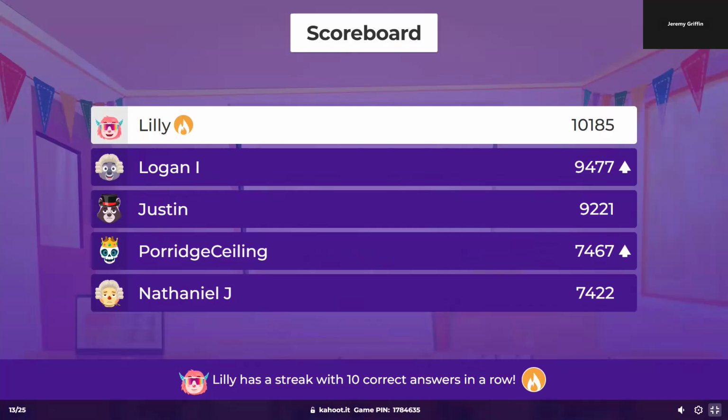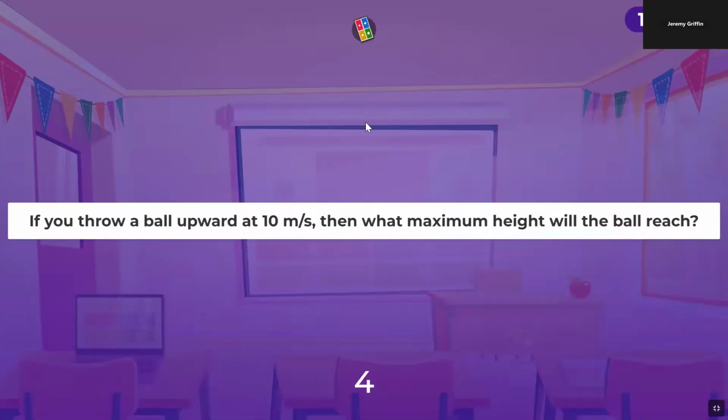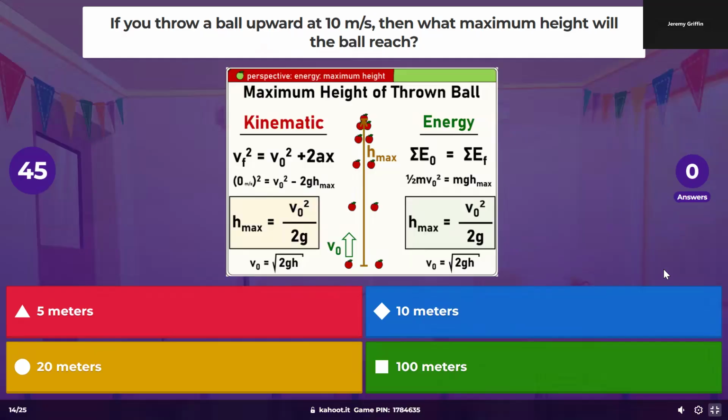All right, Nathaniel, Port Ceiling, Justin, Logan, Lily. Oh, I'm never gonna climb. You throw a ball upward at 10 meters per second. What's the maximum height the ball will reach? There's 2 different ways to solve it. Pick your favorite.